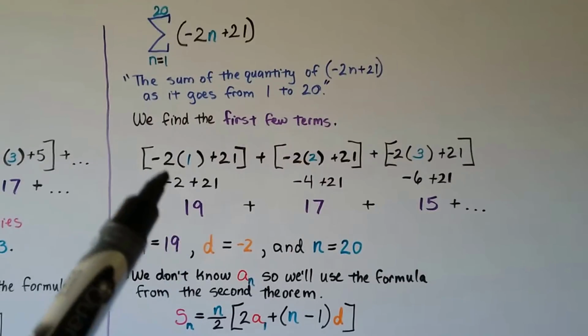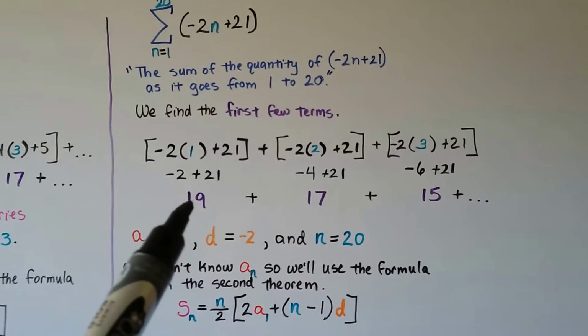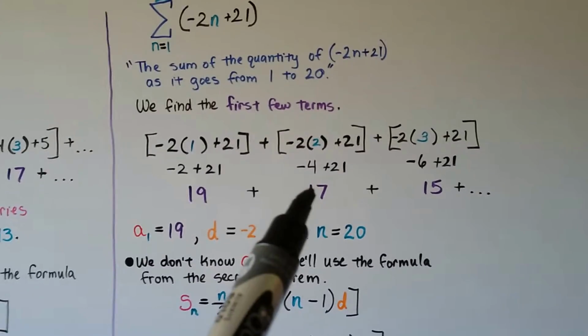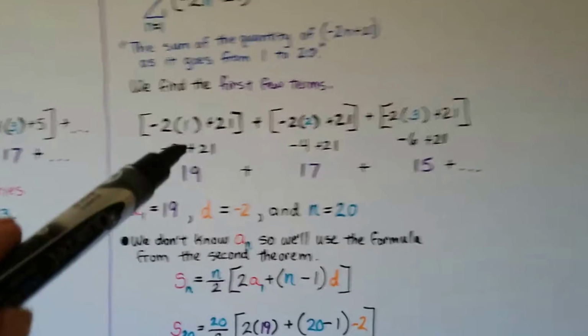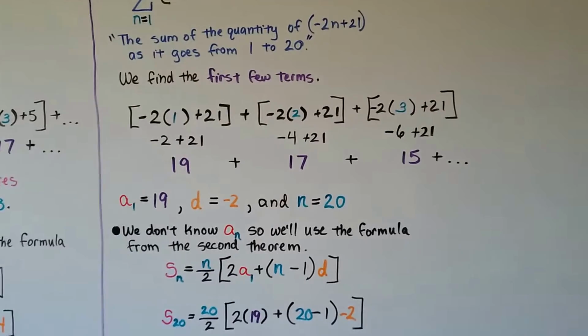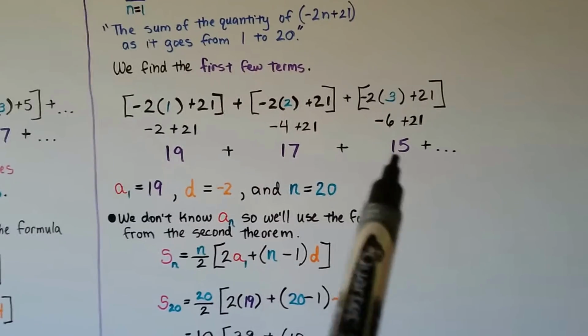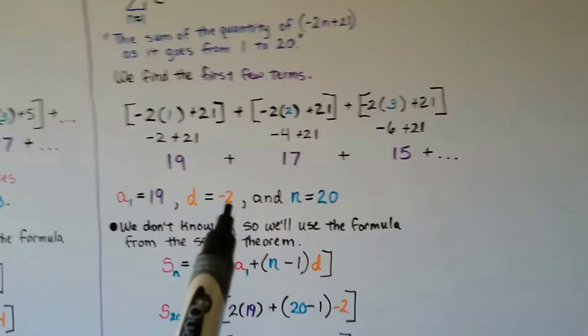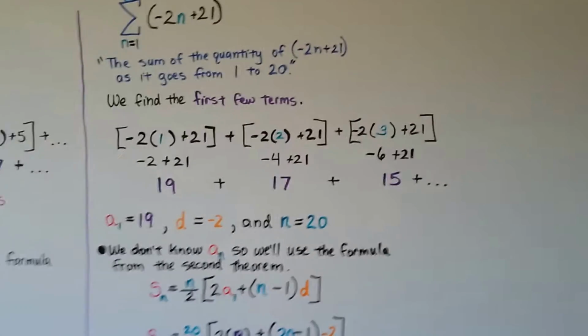And we get negative 2 times 1, which is a negative 2, plus 21. That gives us a 19. Then we get a 17. Then we get a 15. So now we can see that a sub 1 is 19, okay? And we can see 17 minus 19 is a negative 2, and 15 minus 17 is a negative 2. We also know that n is a 20. It tells us right up here.